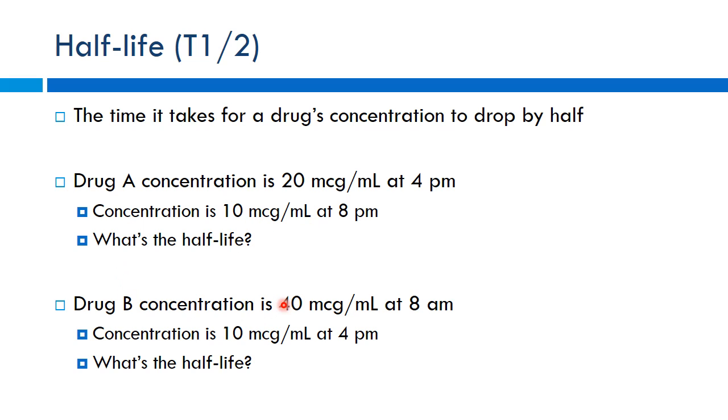But let's say we have drug B. Let's say we had a level of 40 mics per ml at 8 a.m., and then at 4 p.m. I check another level and it's 10 mics per ml. What's the half-life at this point? Oh, it's still 4 hours, right? Because again, we had the first 4-hour half-life, and that drops the concentration to 20, and then we have another 4 hours, and now it's down to 10, right?